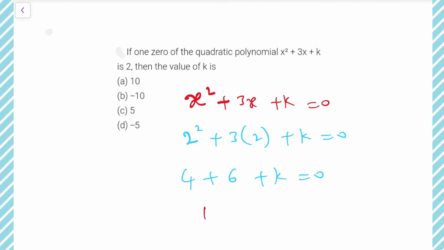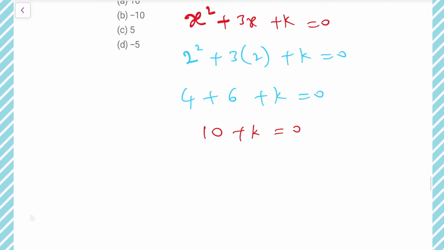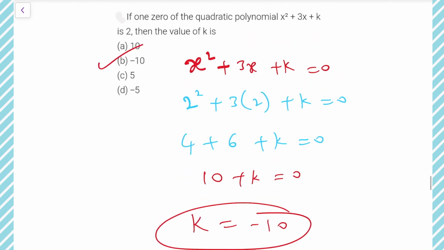Here 4 plus 6 is 10, plus k equals 0. If we take 10 to the other side, it becomes minus 10. So k value is minus 10. That is option B. Next, if the product of two of the zeros is 2, then what is the third zero of the polynomial?